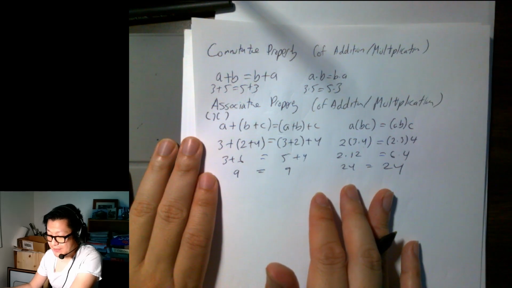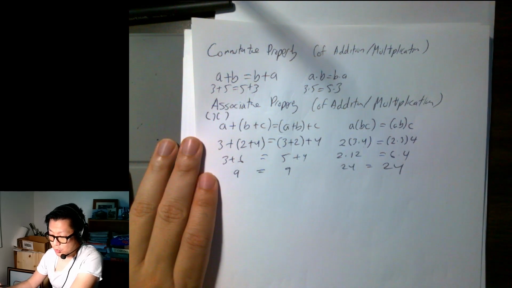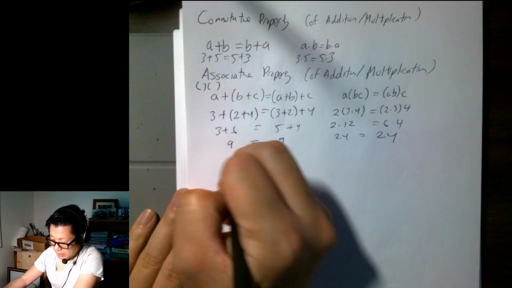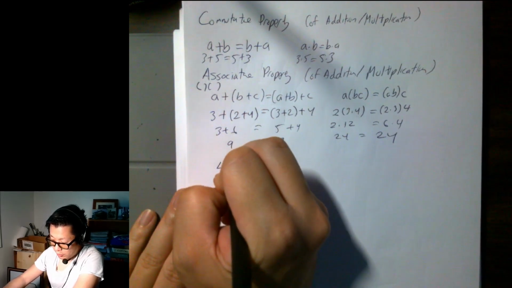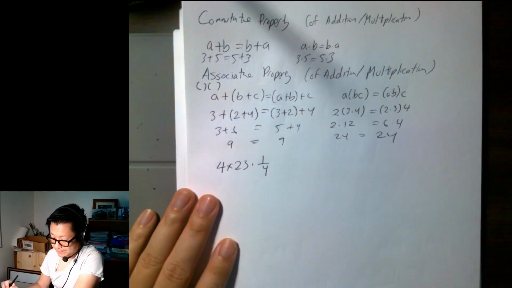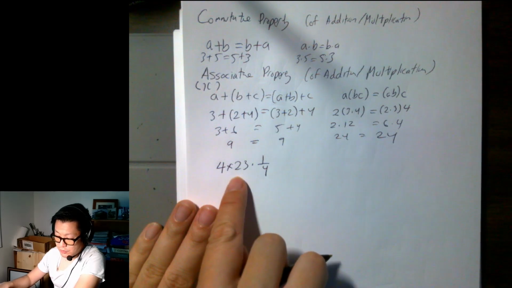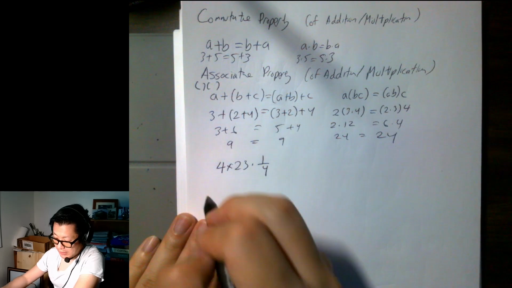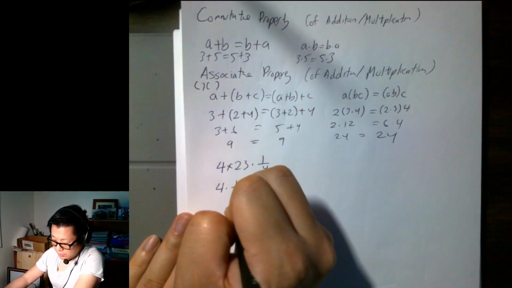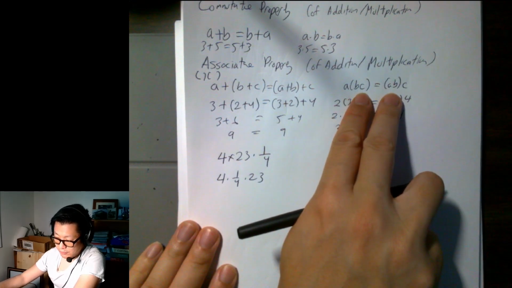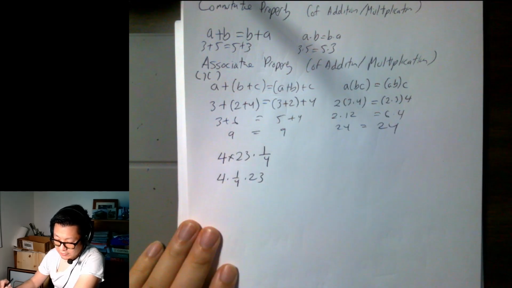However, it is convenient sometimes to use these properties in order to simplify a problem. So we had earlier a question that looked like 4 times 23 times 1/4. What you can do is switch the order of this, so you can use the commutative property of multiplication. And then you could either do associative property, or you can just do multiplication left to right.